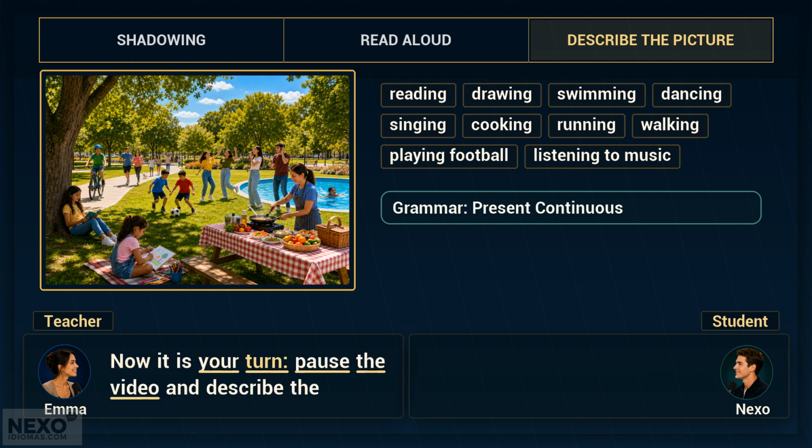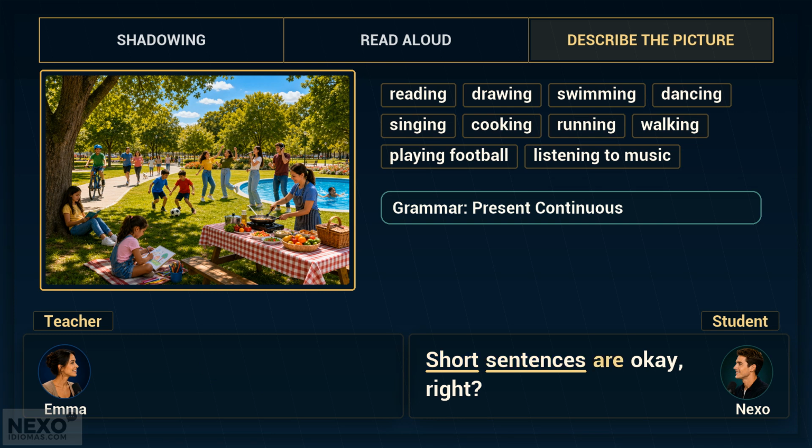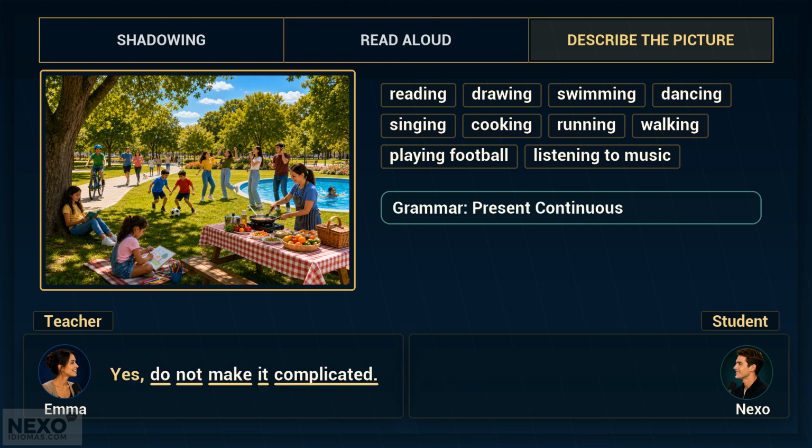Now, it is your turn. Pause the video and describe the picture in your own way, using the words shown. Short sentences are okay, right? Yes. Do not make it complicated. Use short and simple sentences.